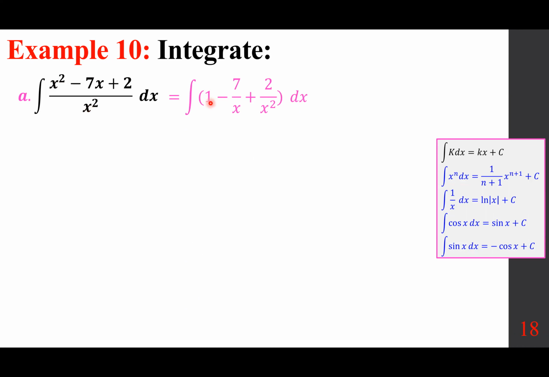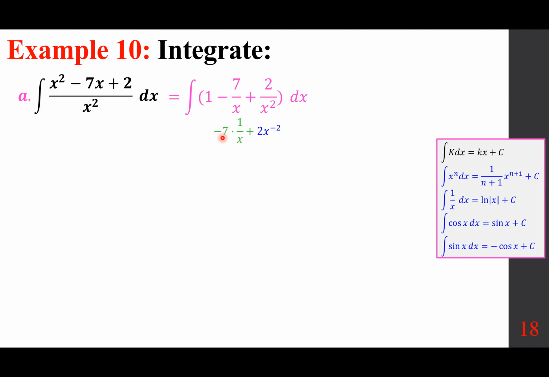We know how to differentiate this. We get simply x because the independent variable is x. So x. Now I'm going to rewrite this as minus 7 times 1 over x, so it becomes clear the answer is a natural log. And I'm going to write this as 2x to the power of negative 2. So this one is x, clear. This one is minus 7 ln x.